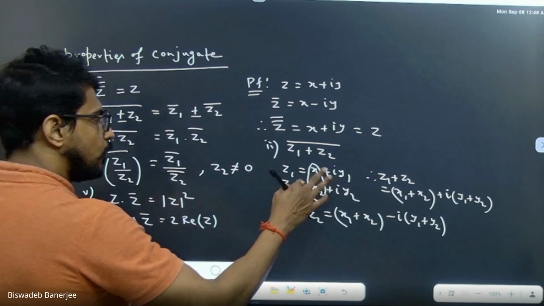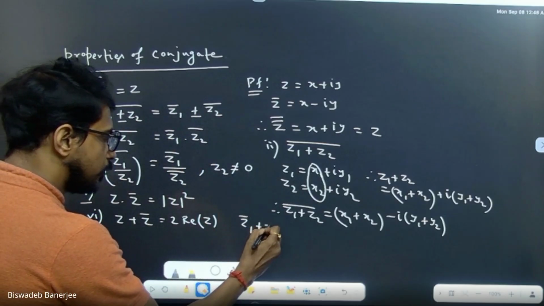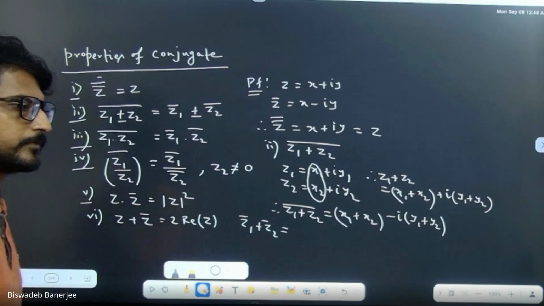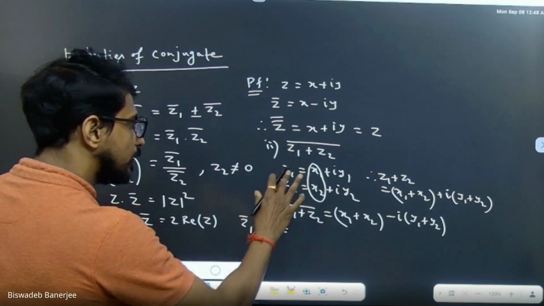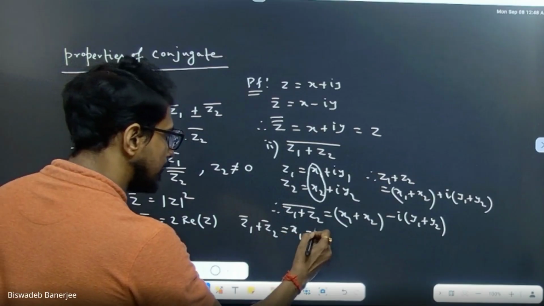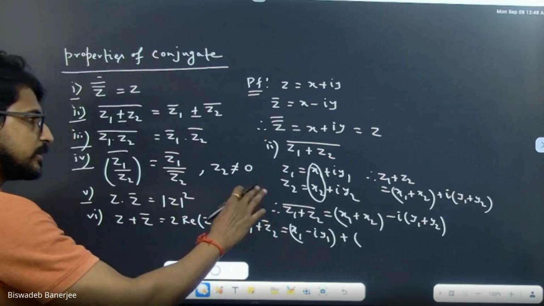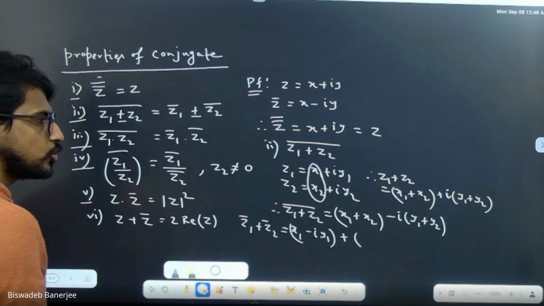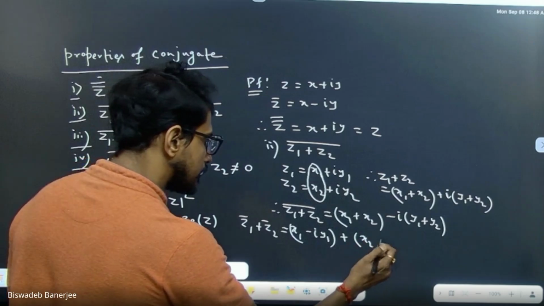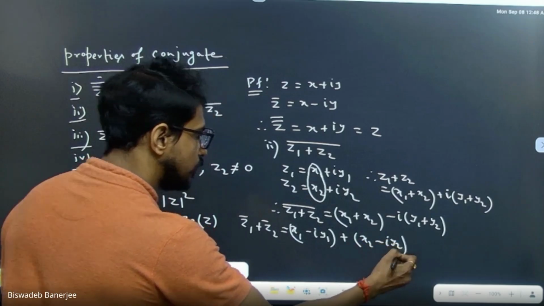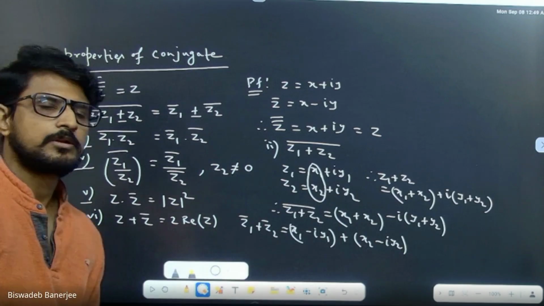Now, what is my right hand side? What is my z1 conjugate plus z2 conjugate? See, my z1 is this, so my z1 conjugate will be x1 minus i·y1, plus z2 conjugate. My z2 conjugate will be x2 minus i·y2. This is my z1 conjugate, that is my z2 conjugate. Okay, right?